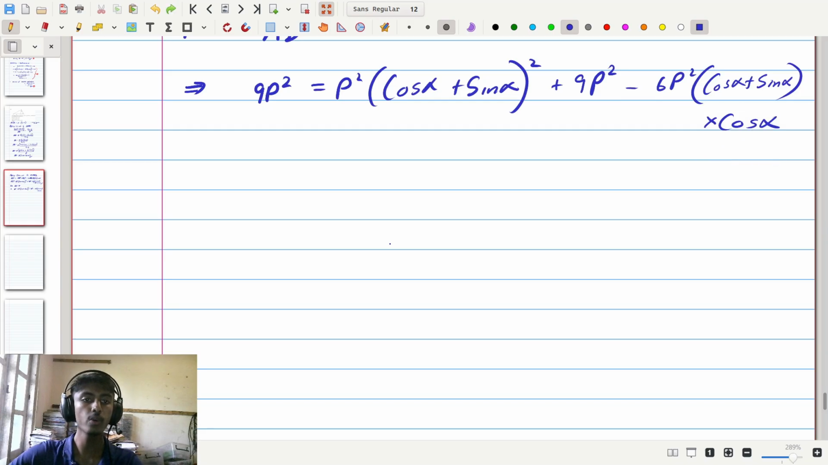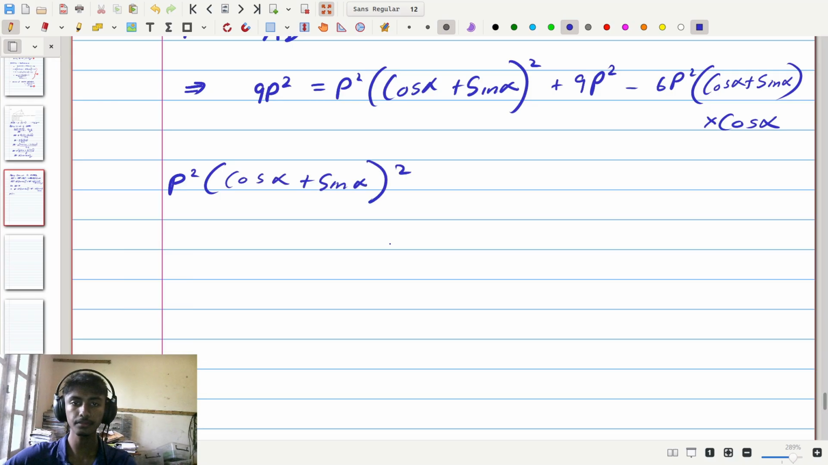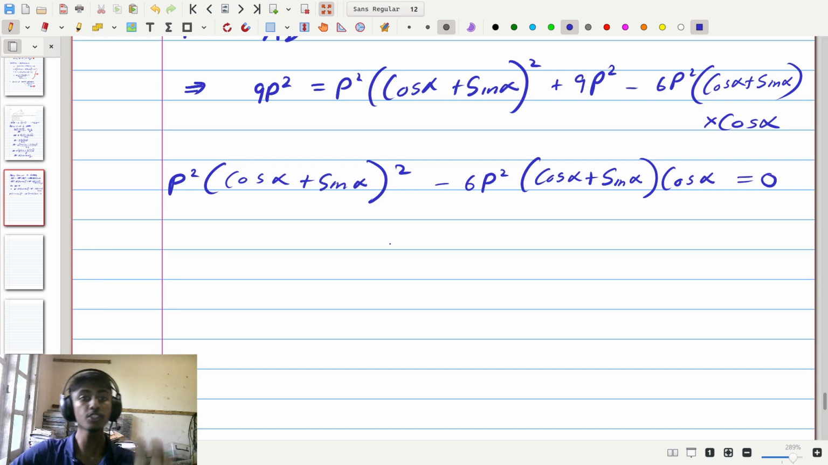So according to that, we can rearrange this to get p squared cosine of alpha plus sine of alpha squared, actually not plus, it is minus in this case, minus 6p squared times cosine of alpha plus sine of alpha times cosine of alpha equals 0. Now in this case, since p is not equal to 0, we can cancel p out as well. So we can cancel this p squared out, because p is not equal to 0, p is some positive length. Now given this, we are left with this expression and this expression here.